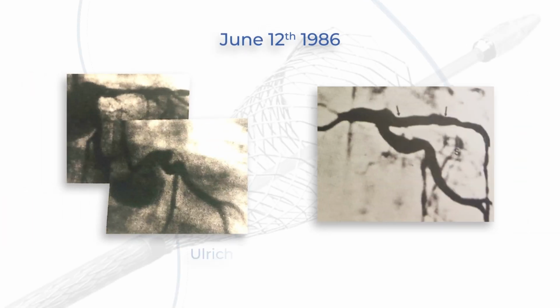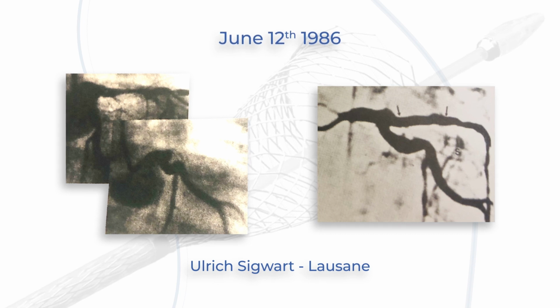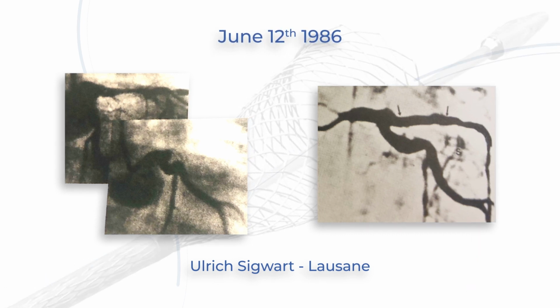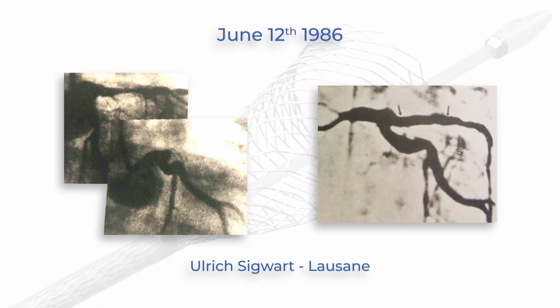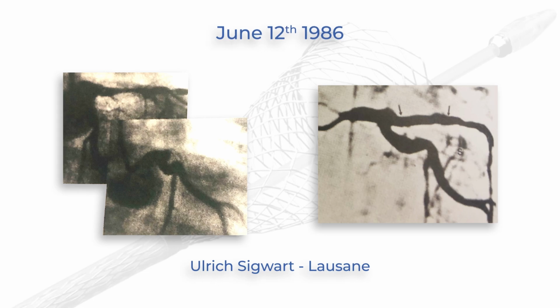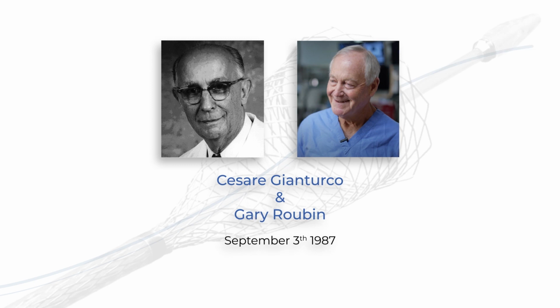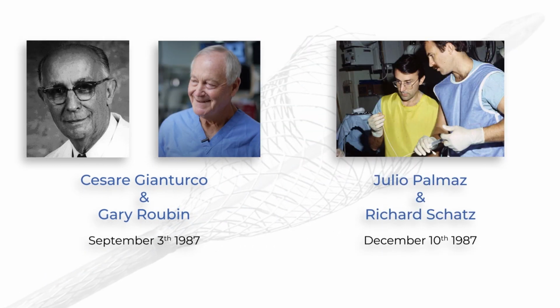On June 1986, during a live demonstration course in Lausanne, Ulrich Sigwart implanted for the first time a Wallstent in a patient who presented an occlusion of the LAD after successful balloon angioplasty performed by Barry Rutherford, avoiding emergency bypass surgery. However, the initial clinical results were disappointing due to the difficulty of implanting this stent correctly and the high rate of subacute thrombus. In the US, balloon expandable metallic stents were being developed on one hand by Cesare Gianturco and Gary Roubin, and on the other hand by Julio Palmaz and Richard Schatz.